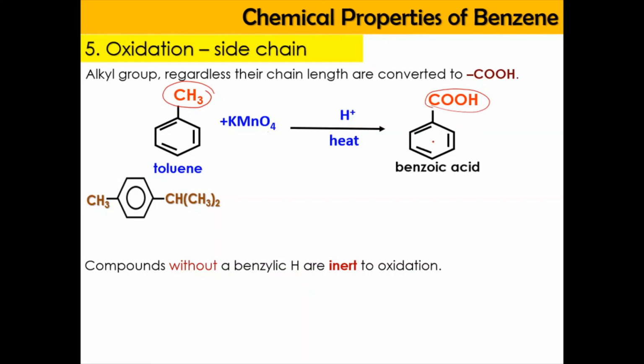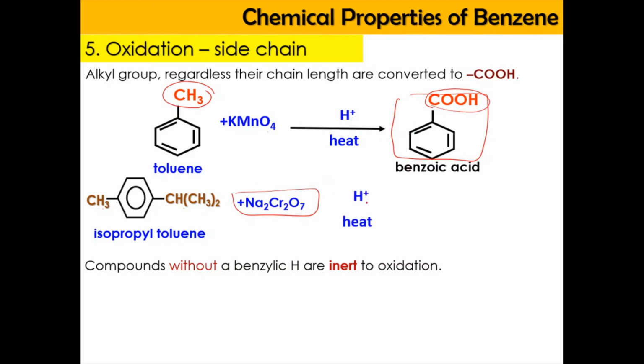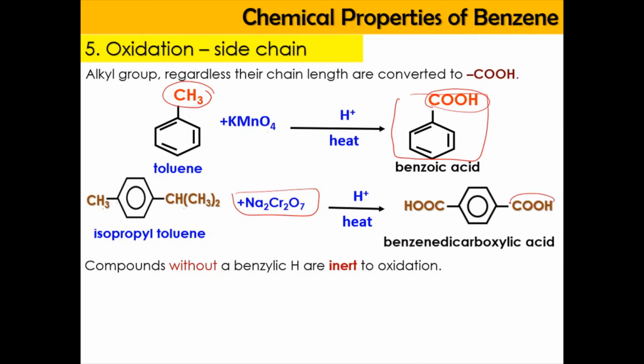Okay, this condition here is known as the benzoic acid. At the same time, for the benzene ring that attaches with two alkyl groups, which is CH3 and CH3, this is known as the isopropyl toluene, and it can also react with the oxidizing agent under acidic condition and heat in order to form the dicarboxylic acid. Okay, sebab kita ada dua carboxylic group, dicarboxylic acid is going to be the parent name, and this refers to the benzene dicarboxylic acid.